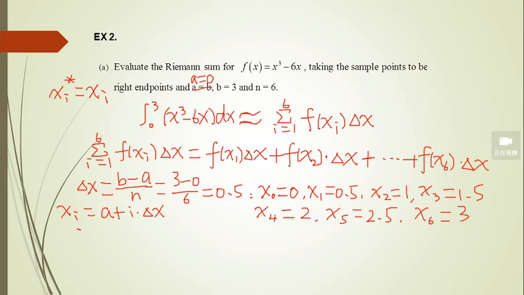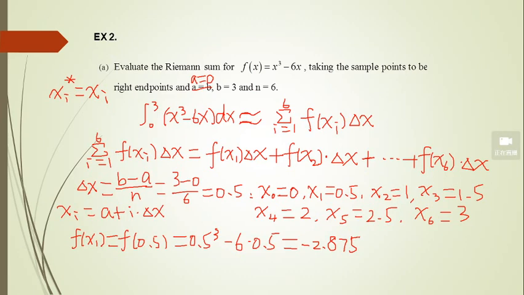Now we need to calculate what f(x1) is. How can we find f(x1)? f(x1) means f(0.5). What is my function? My function is x cubed minus 6x. So it should be 0.5 cubed minus 6 times 0.5. Use your calculator to do all those calculations a little quicker. So I get f(0.5) is minus 2.875.